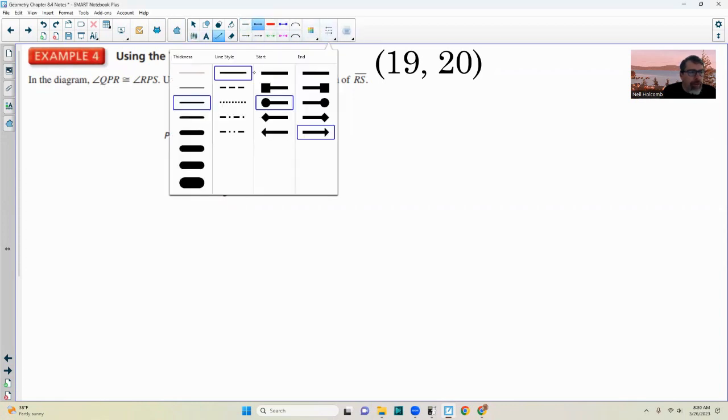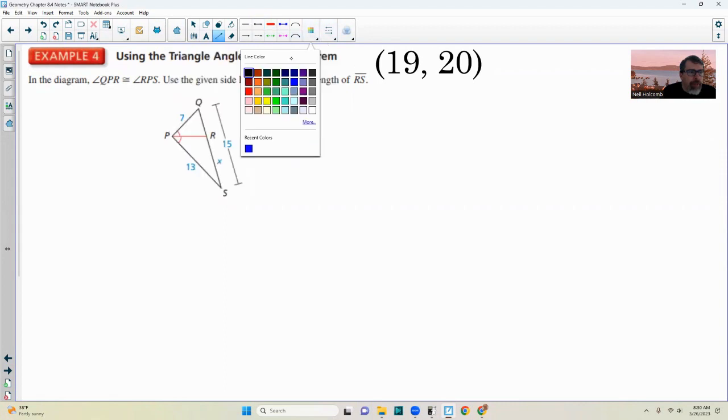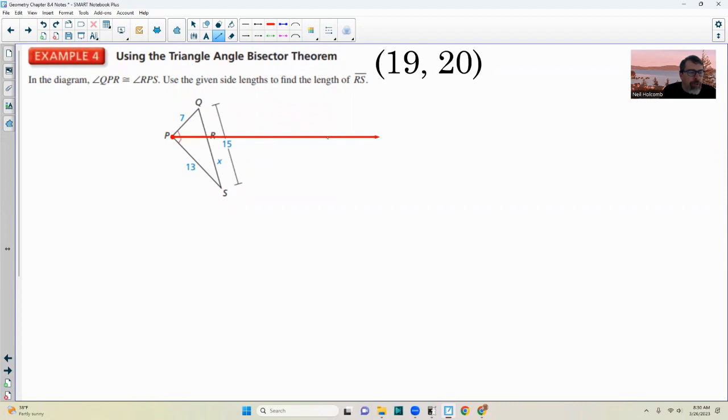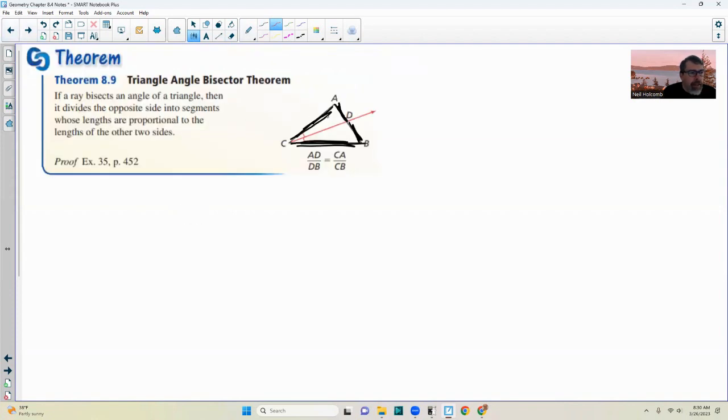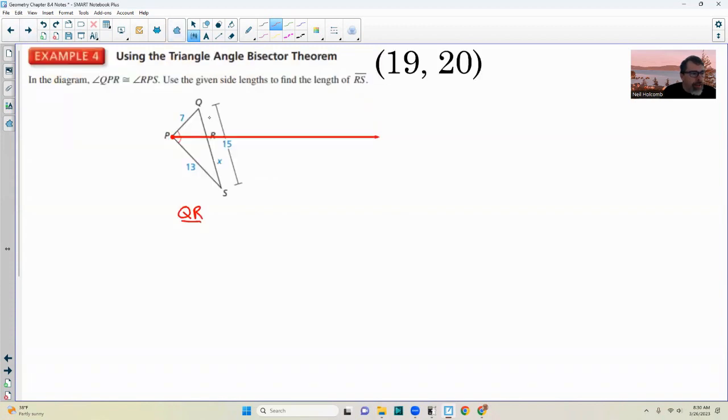We have a ray right here that continues forever. So that's ray PR right there that bisects angle P, and therefore QR right here, and change it back to my pen. So then I can say QR is to, and what did it say? It said AD is to DB, okay?